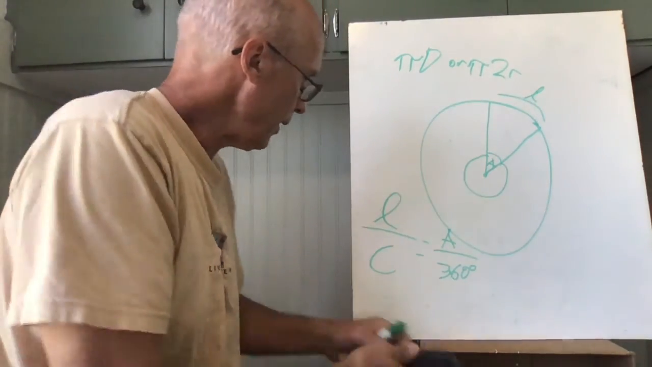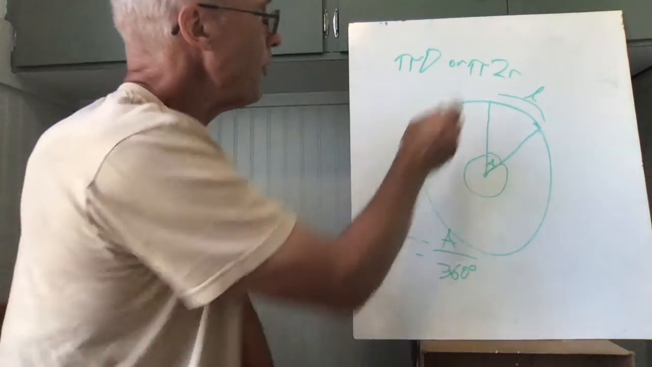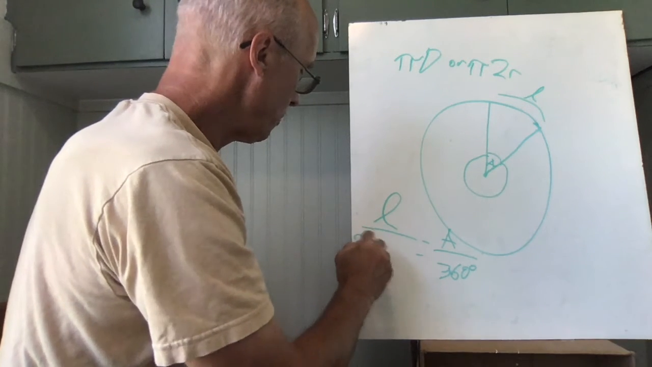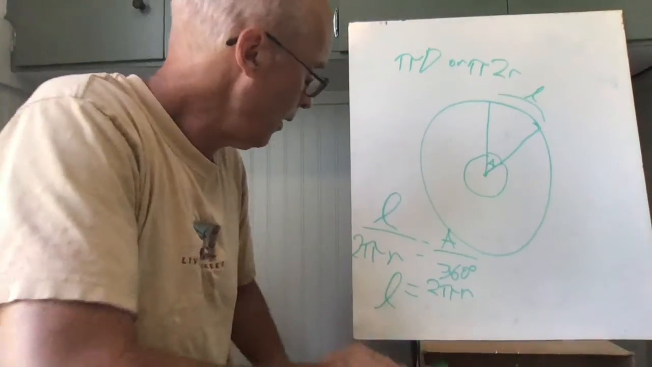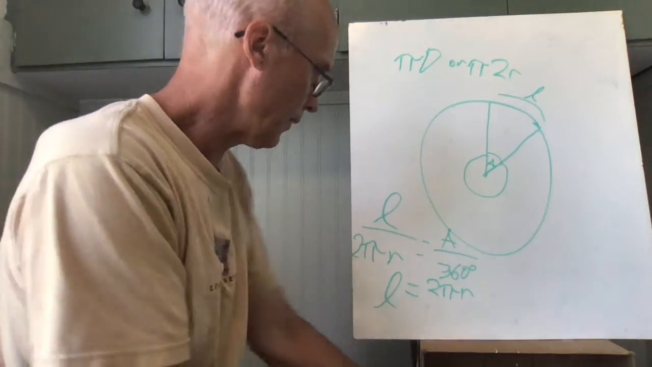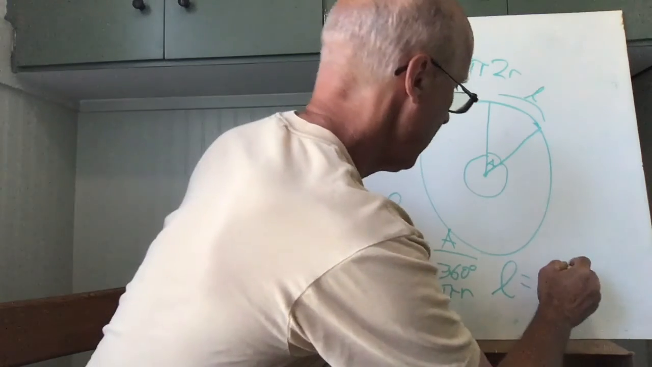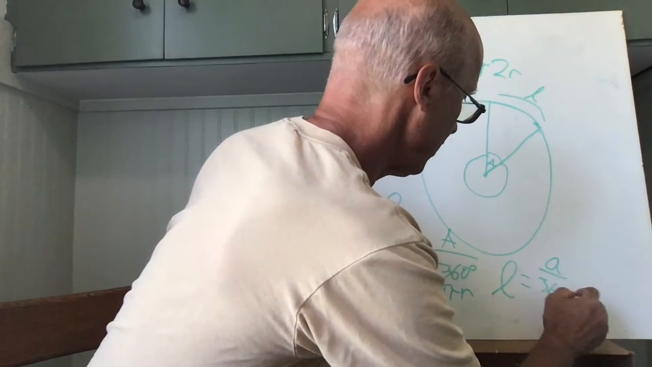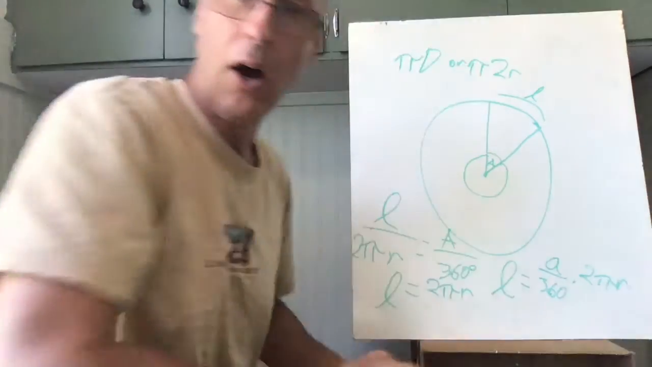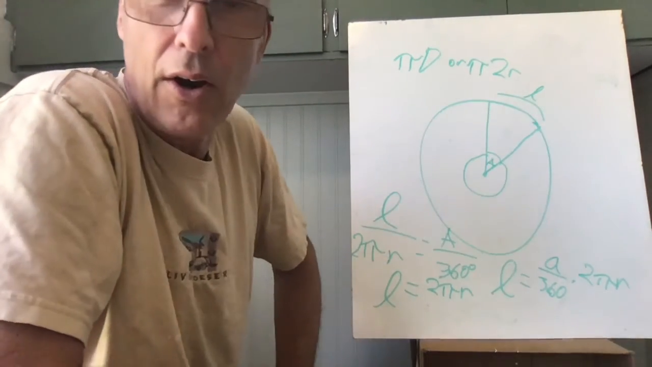Now, instead of circumference, I could write pi times diameter. I think the book does, for some reason, pi or 2 pi r. So, sorry, this is getting too messy. I'll just draw it over here. Length equals A over 360 times 2 pi r. Okay? So that's how you would figure out the length of that arc.